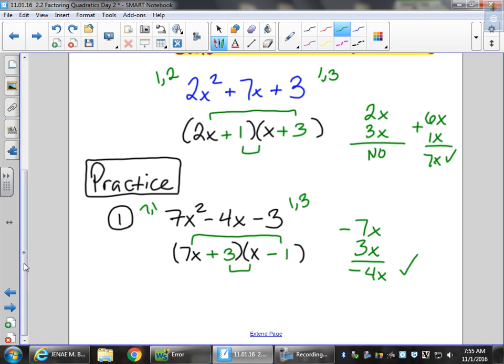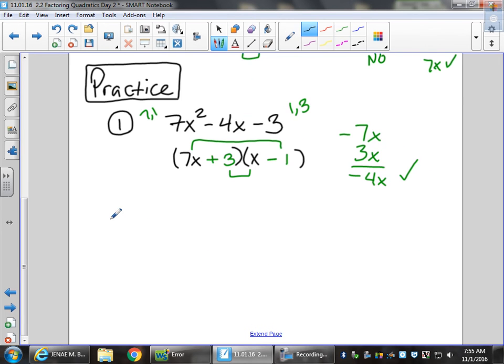Number 2. 2x squared plus 19x plus 9. What should I check for first? Do we have a GCF? Nope. So what are we going to do? What's that phrase? Guess and check. Outer, inner, adds to middle. What are my only factors of 2?